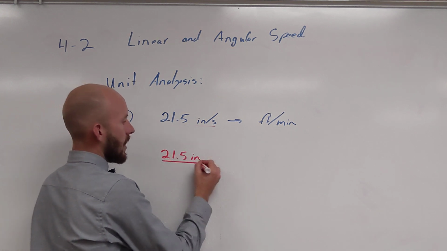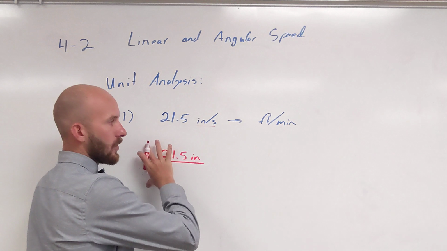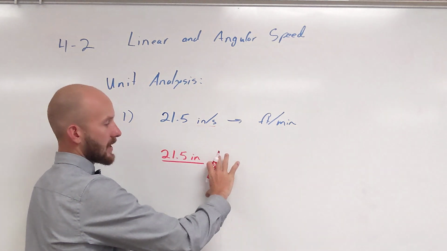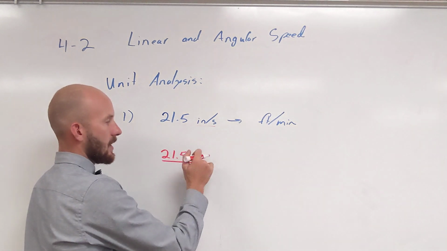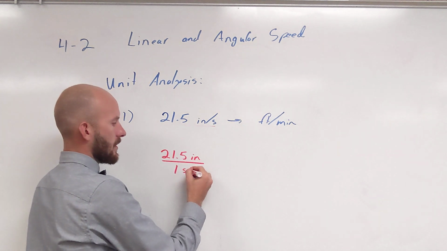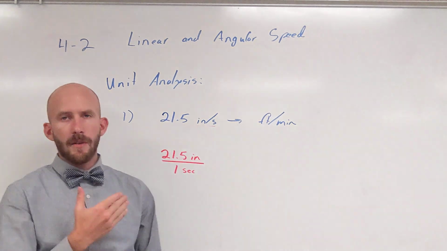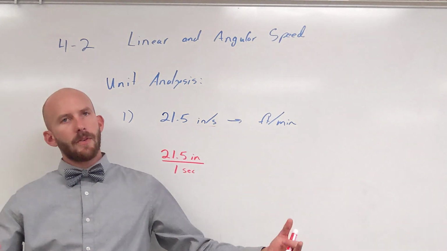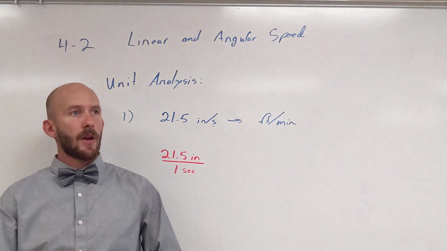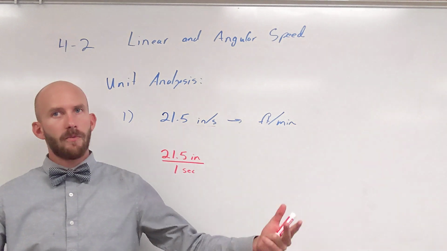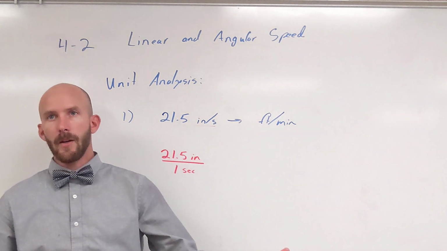21.5 inches. And for unit analysis, I'm always going to set these up as fractions. 21.5 inches in 1 second. Because again, that's going to be the same rate. Even if I was dealing with different distances, it could be the same as 43 inches in 2 seconds. But if I divide it, I'm going to get the same rate, right?